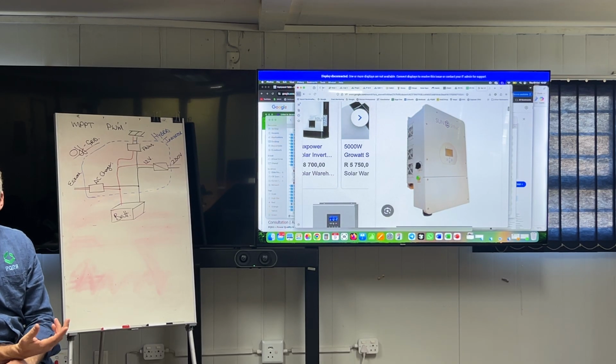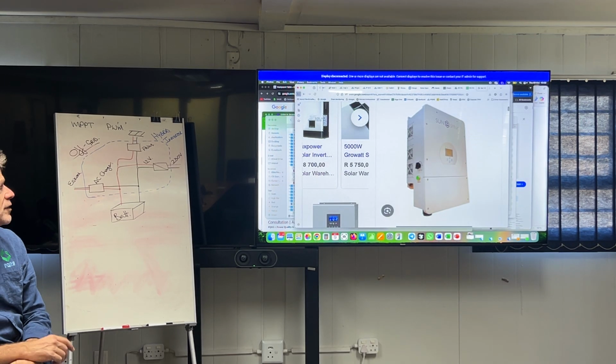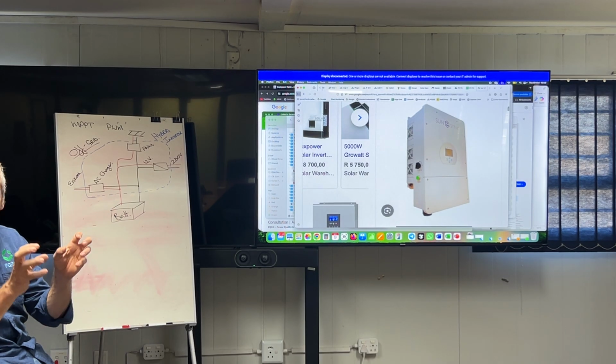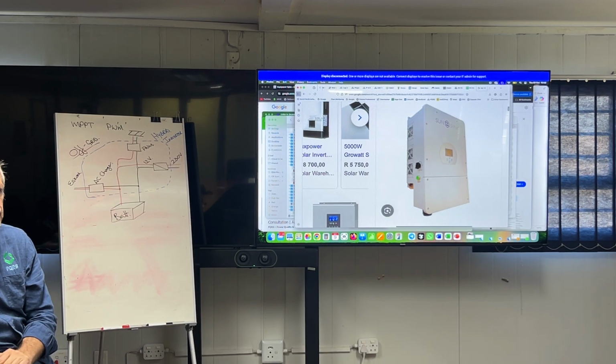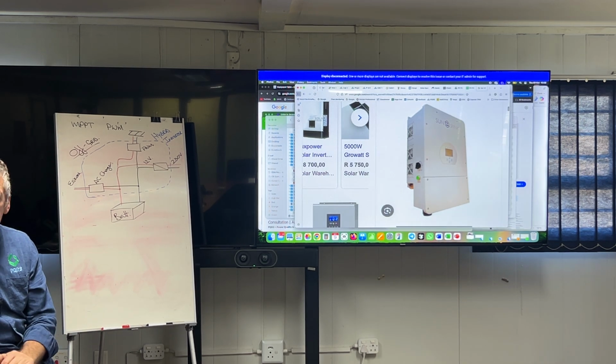So the installation is one aspect, but you might be able to do the installation, but if you don't connect the right type of equipment together, you're going to blow something up. So we need to know how many panels we need to use. And that for me is almost the bigger question when you start doing solar installations.